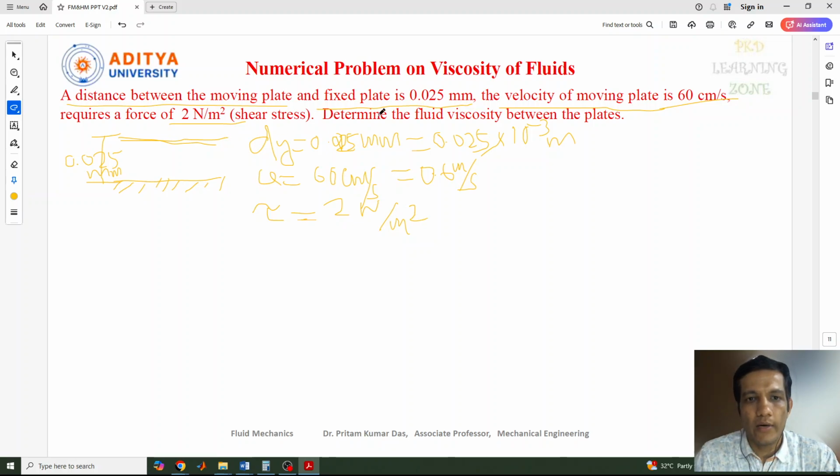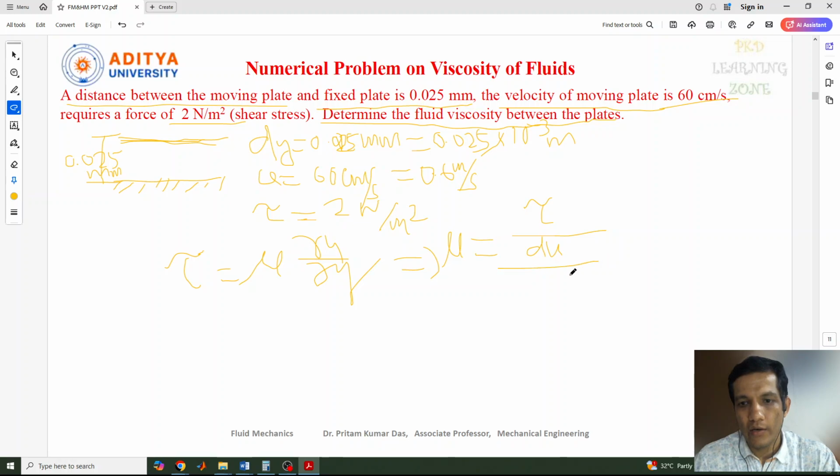So what do you need to calculate? Determine the fluid viscosity between the plates. So the viscosity between these two plates needs to be calculated. Again, a similar formula applies. As per Newton's law of viscosity, tau equal to mu into du by dy. Here tau is given and we need to calculate mu. So mu equal to tau divided by du by dy.